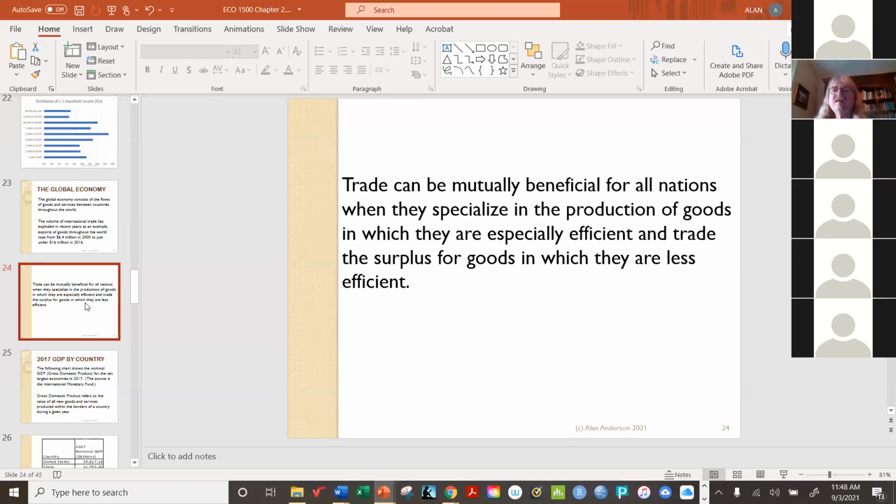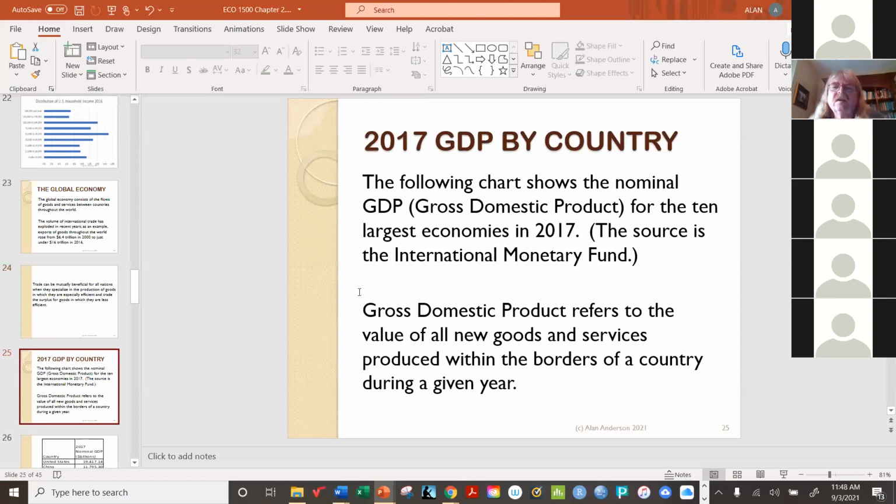So every country specializes in what they're good at, and then they can focus on that and just import what they need of all the rest. All right, now GDP. Now we're going to see a lot more about this later on. GDP stands for gross domestic product. That is the measure of how valuable all the goods and services we produce are during a given year.